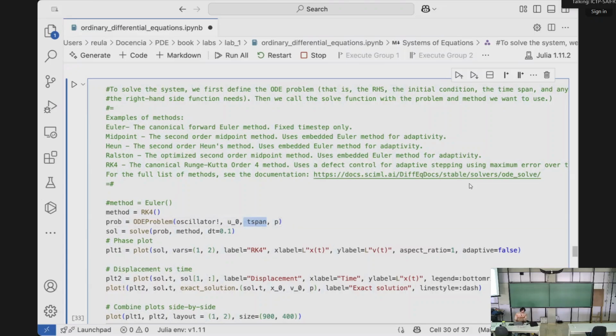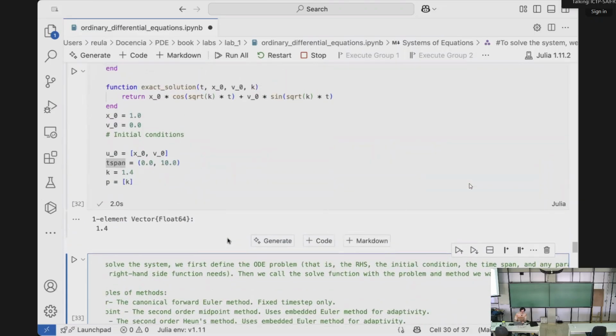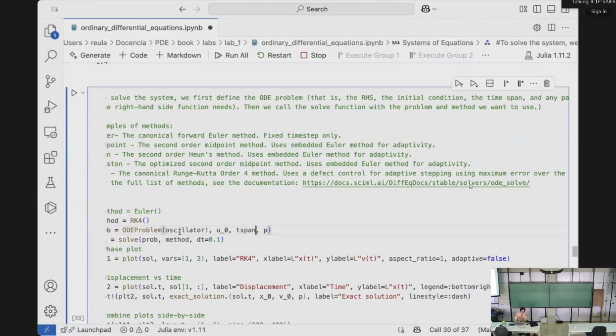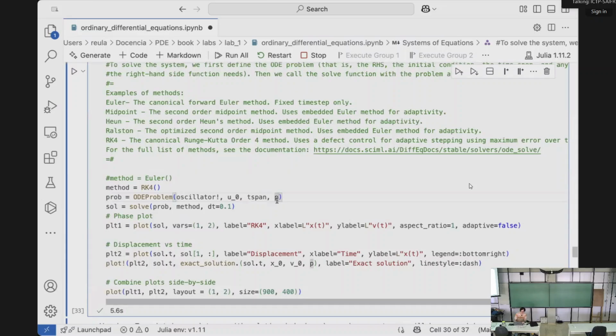The values of t that I want to solve for, this is the span of t, which is actually an interval. And these are any parameters that I need to make the oscillator work. Okay? And then I simply call solve here with the problem that I just defined, the method that I want to use, and a certain time step.